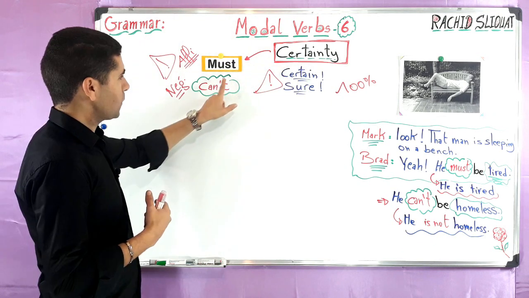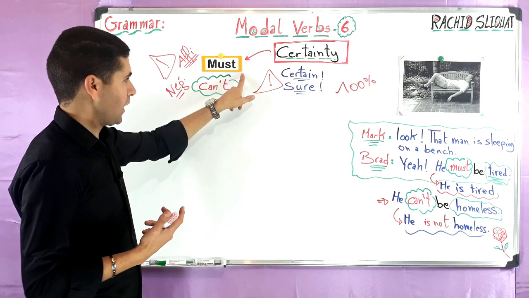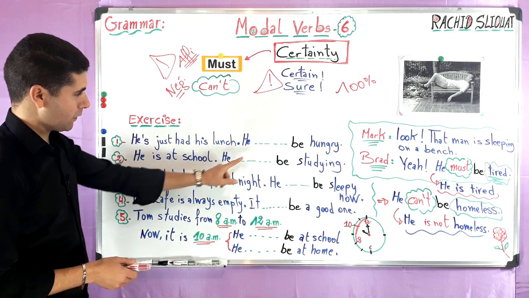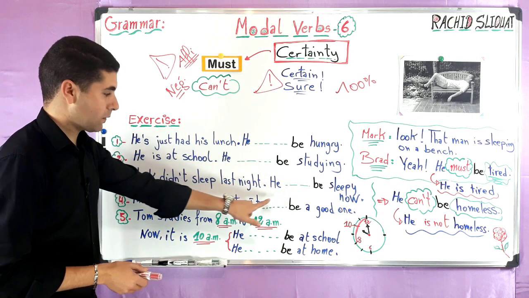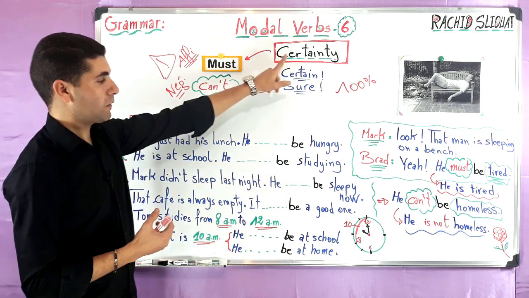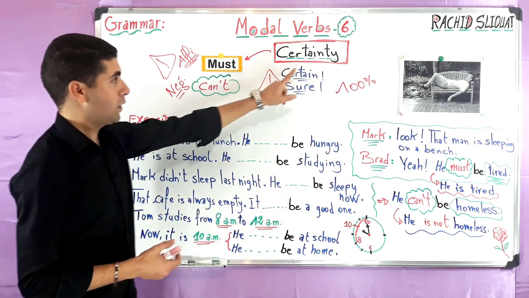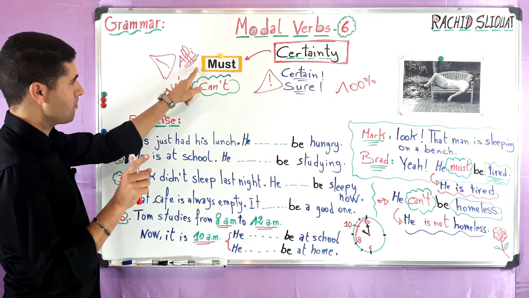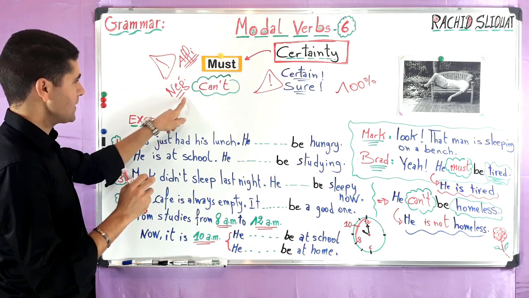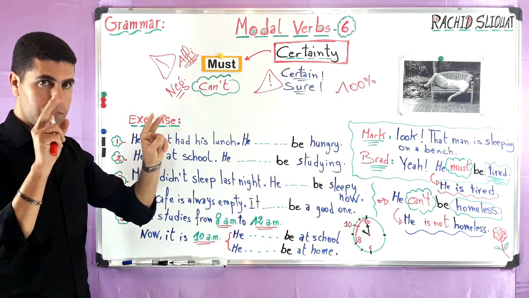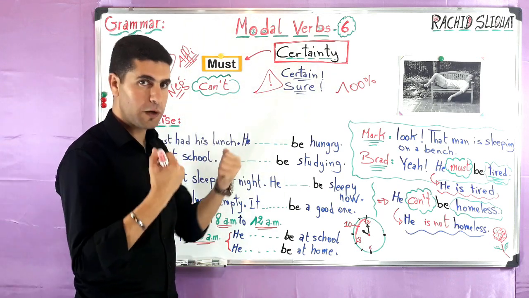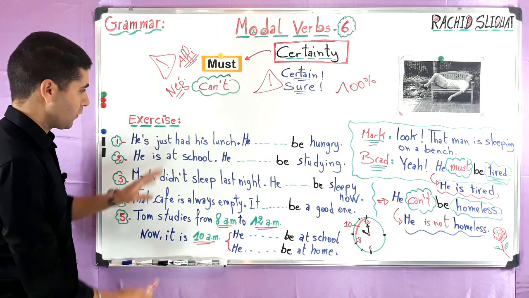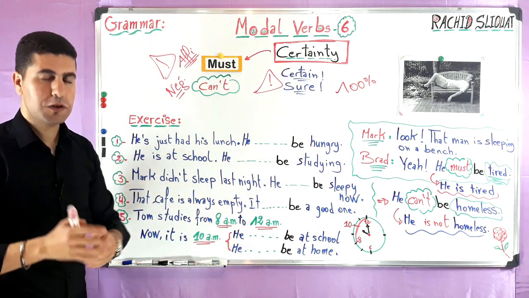So for certainty we use can't or must. Now let's do a very simple exercise together. So here we have some sentences and we are going to complete them with must or can't for certainty. As I said, must is for affirmative and can't is negative, but both of them are for certainty, when we are sure or certain. Now you can pause, try to complete these sentences alone, then we'll do it together.